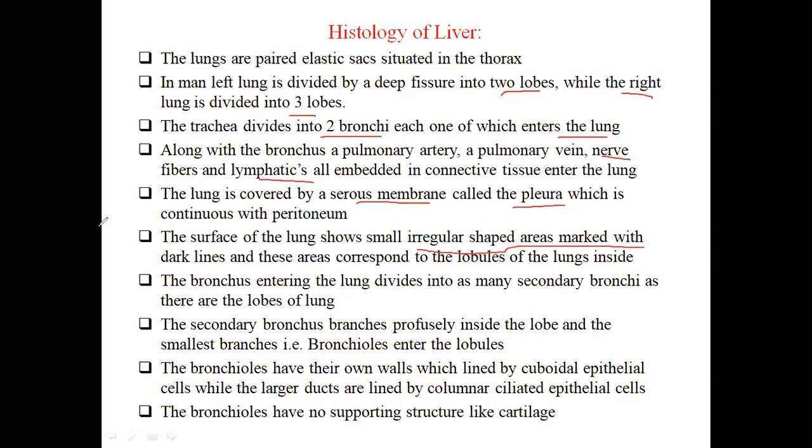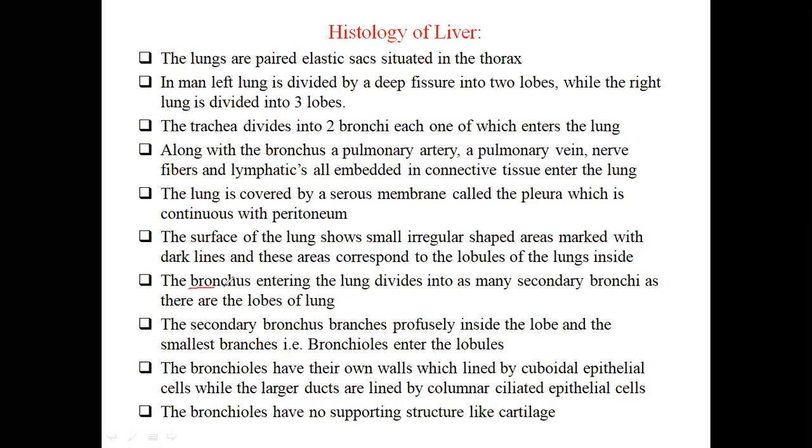So the surface of the lung shows small irregular areas marked with dark lines, and these areas correspond to the lobules of the lungs inside. We have seen in the zoomed structure on the right side that there will be lobules or alveolar sacs, forming a sponge-like tissue. So somewhere it is called an alveolar sac or lobules.